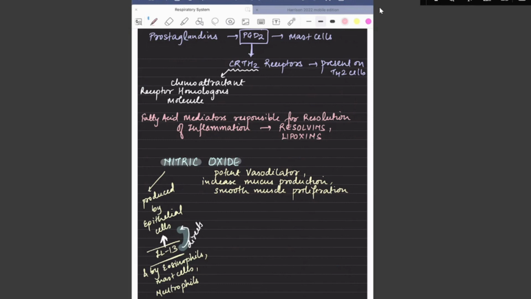The third mediator is nitric oxide. Now, this nitric oxide is a potent vasodilator. It increases the mucus production. It is a smooth muscle proliferator. It is produced by the epithelial cells. Interleukin 13 is actually directing the epithelial cell to produce the nitric oxide. And along with interleukin 13, the eosinophils, mast cells, and neutrophils also direct the epithelial cells to produce the nitric oxide.